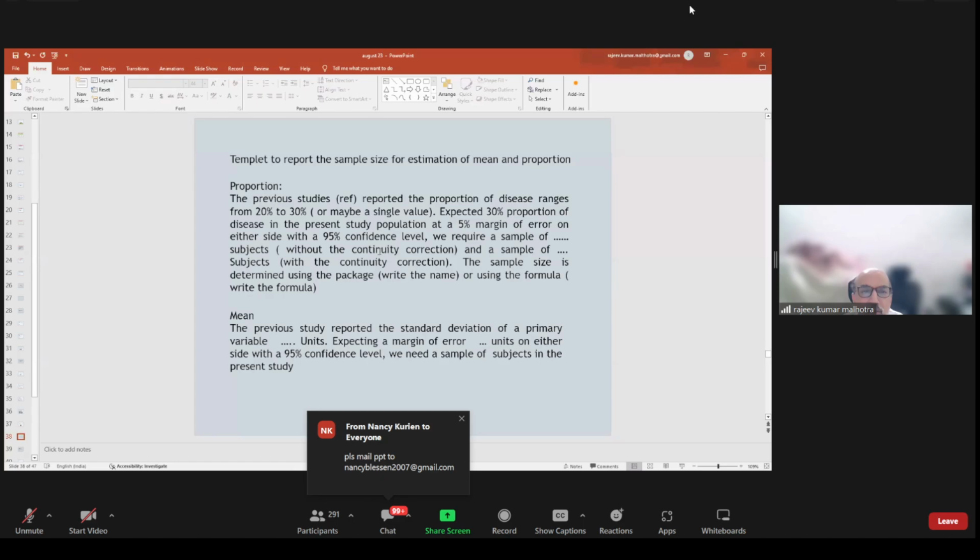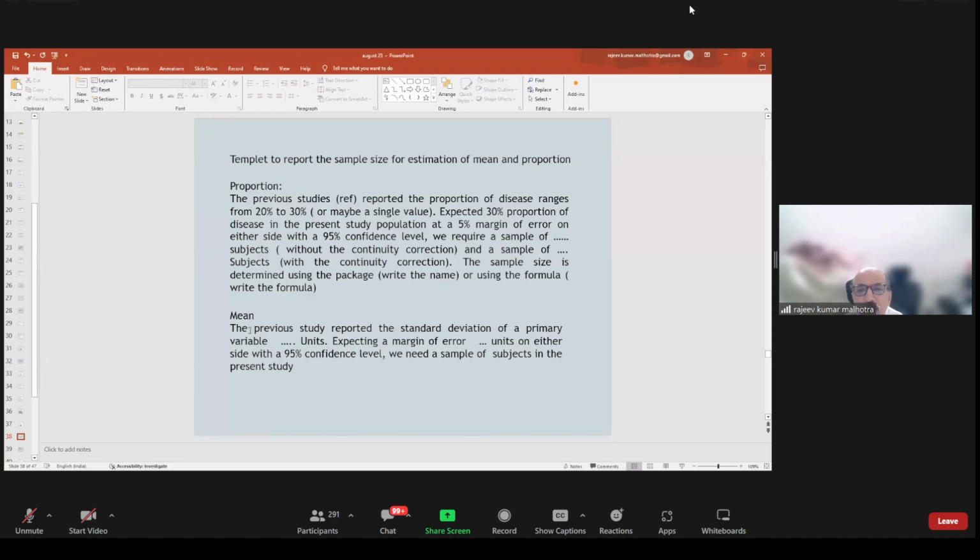The sample size is determined using a package; write the name of it, or the formula. Write the formula for this. If you are using the mean: the previous study reported the standard deviation of the primary variable, unit. Expecting a margin of error of unit on either side with 95% confidence, we need a sample size. We need a sample of a certain number of subjects in the present study. So these are the templates for estimation.